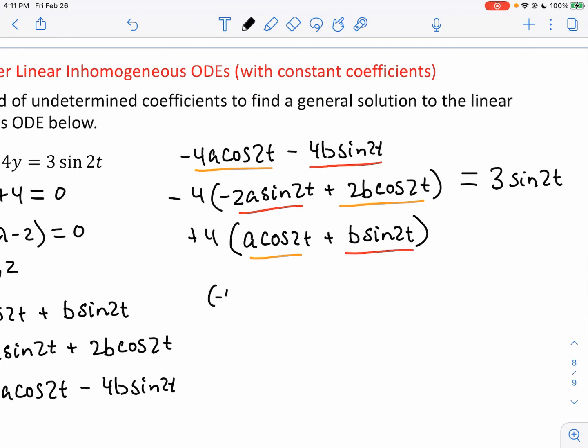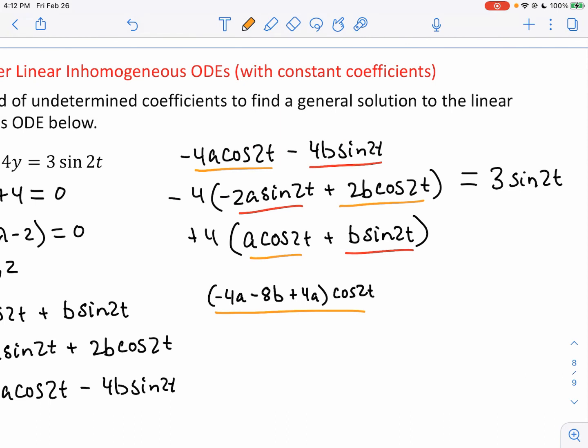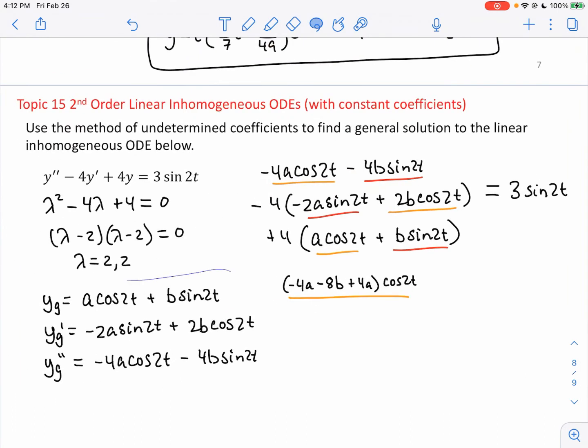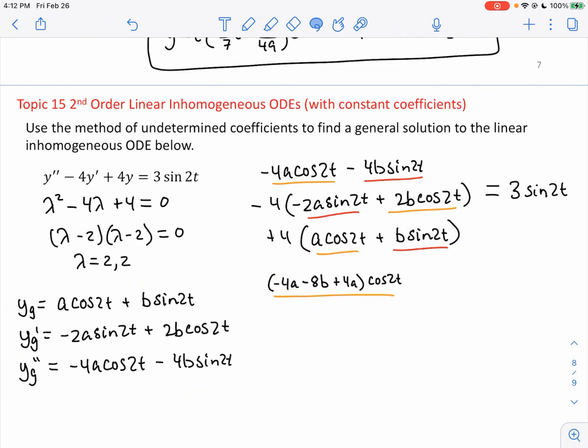So we have a negative 4a. That takes care of this one. The next one is negative 4 times 2b, so we have a negative 8b. And then the next cosine is a positive 4 times a, plus 4a. And all of that is times cosine of 2t. And all of that is the orange. Okay, I'll give myself just a little bit more space. Move that over slightly.